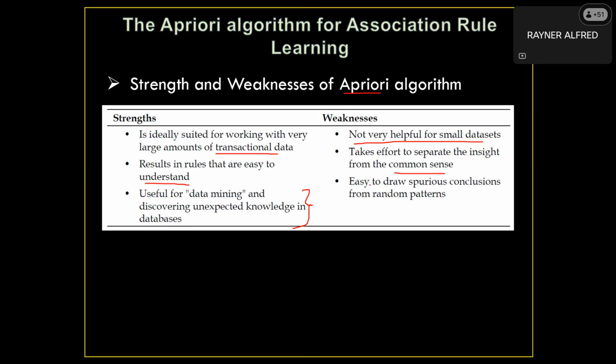Next, it is easy to draw spurious conclusions from random patterns. This is one of the weaknesses in applying Apriori. But the basic idea is how do we find these rules given the sparse database, for us to manage our store properly or to do some promotion in bundle.